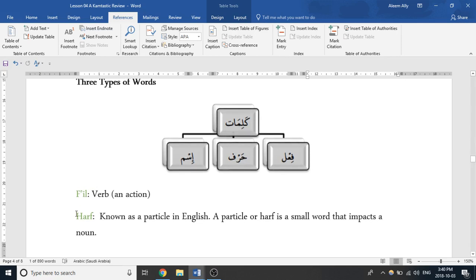Next up, we have harf, which in English is known as a particle, but nobody really knows what that is, so let me just expand on it. A harf, or a particle, is a small word that impacts a noun. So when you bring that word in, it's going to have some type of impact on a noun, right? And we'll expand on that later as we look at the different types of harf.